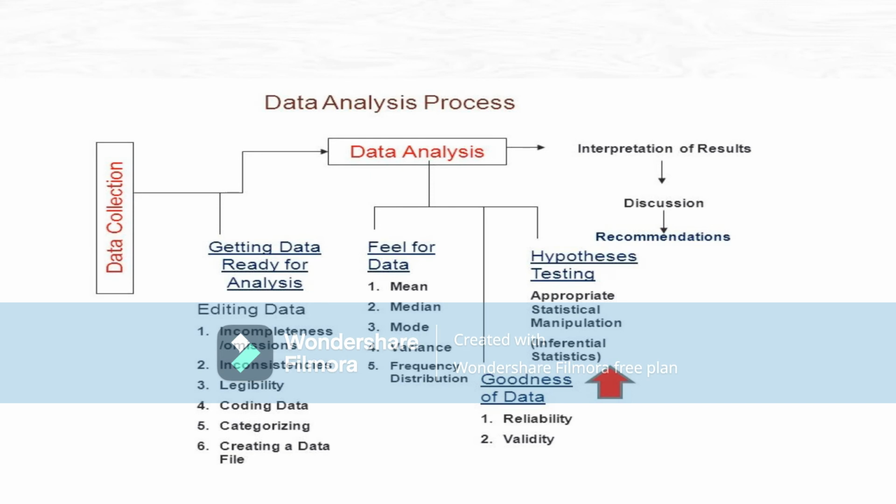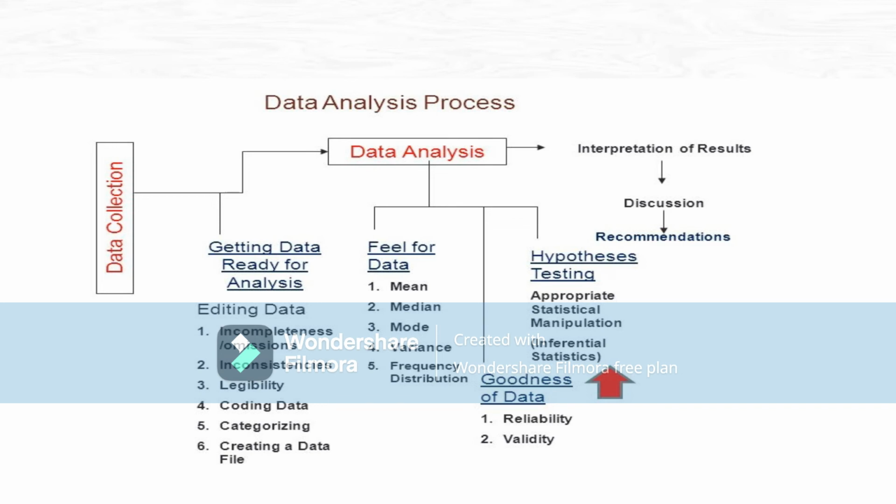But before going to the data analysis process, we have ready data for analysis: editing the data, handling incompleteness, omissions, inconsistencies, and illegibilities, coding the data, categorizing, creating the data files, and coding and decoding the different codes. All these things are done before starting data analysis, and that purified data is used for the mean, median, mode, variance, and frequency distributions, the feel for data part.